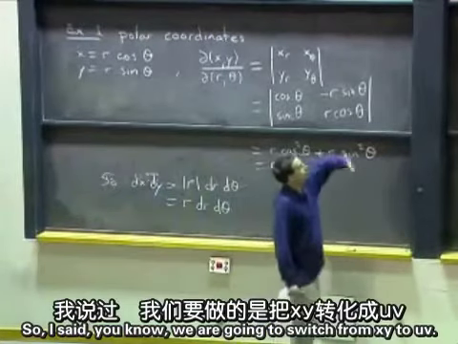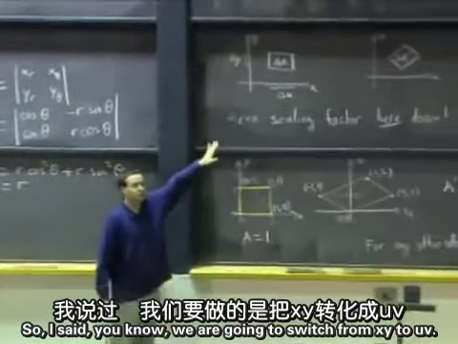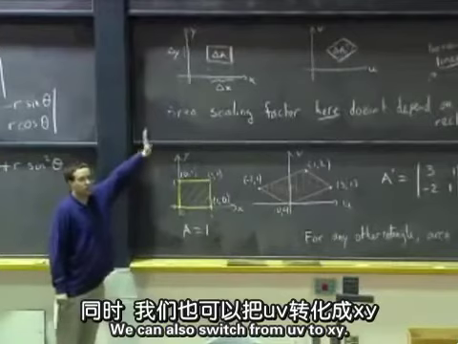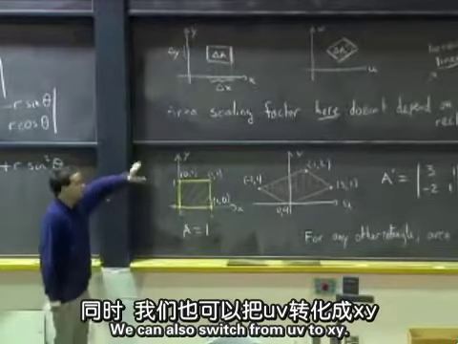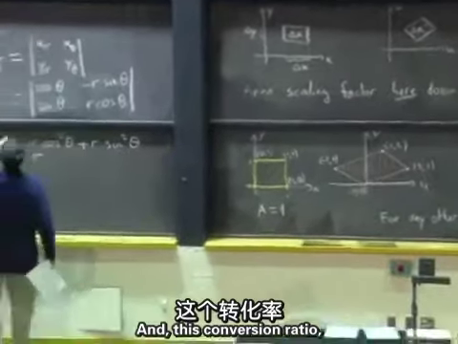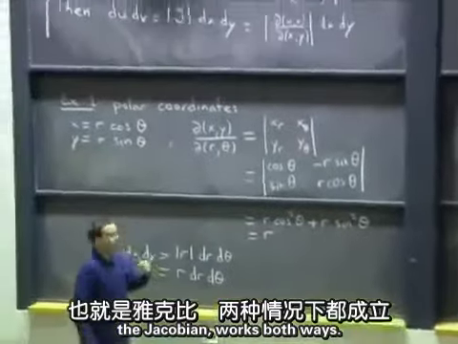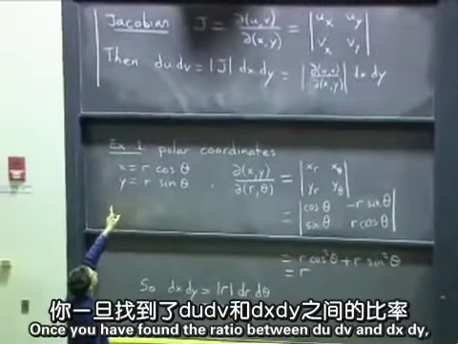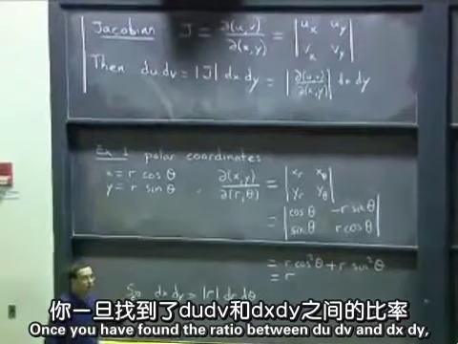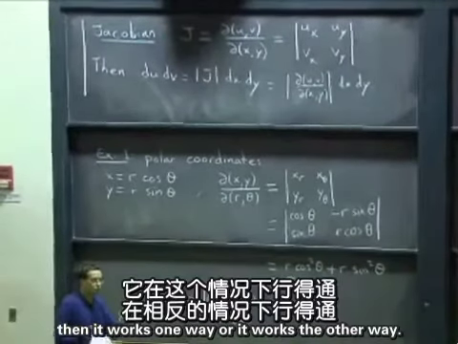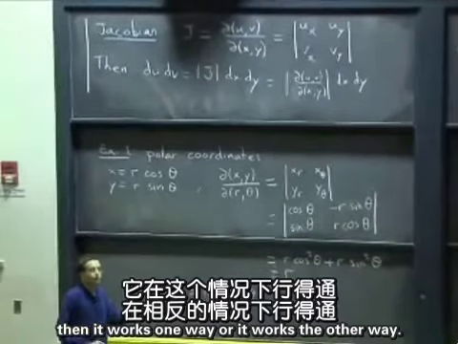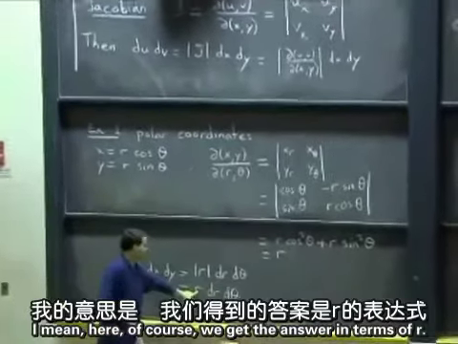So I said, we're going to switch from xy to uv. We can also switch from uv to xy. And this conversion ratio, the Jacobian, works both ways. Once you have found the ratio between du dv and dx dy, then it works one way or the other. Here, of course, we get the answer in terms of r.